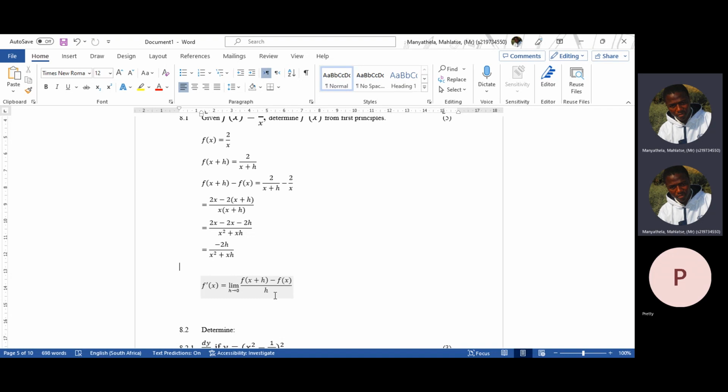How they come up with this is that f prime of x is the same as finding or calculating the average gradient at a given point. So they are saying calculate the average gradient at a given point. The other point will be x and x plus h, and then the other point will be f of x and f of x plus h.